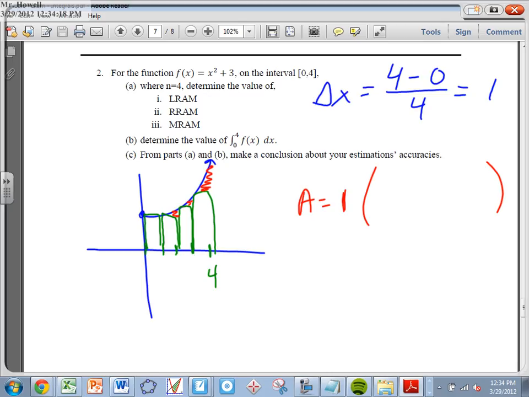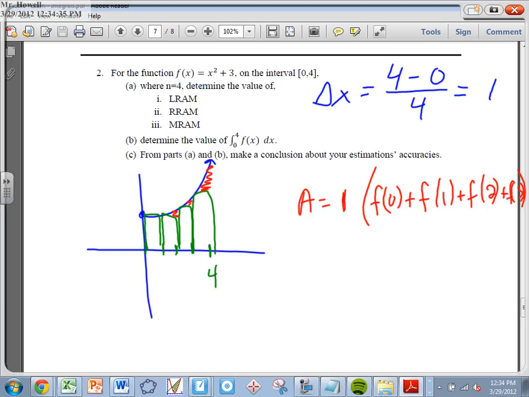Now list all your heights. So I start with f of 0, plus, plus, plus, plus. Let's get one more in here.